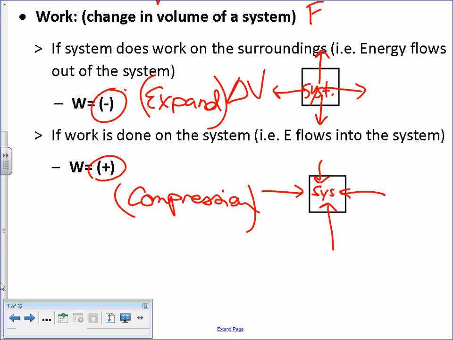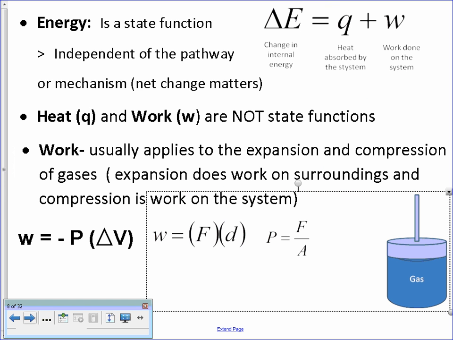What is the unit that we just said for work? Joules. Energy is in joules. The work units are joules. All right, so this is how we're going to use work. Energy is equal to Q plus work. But what is work?